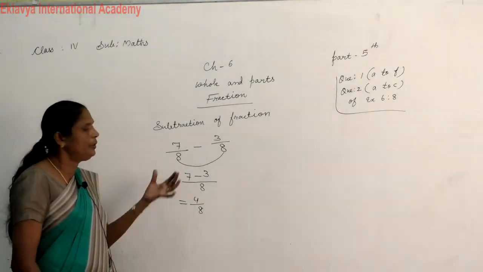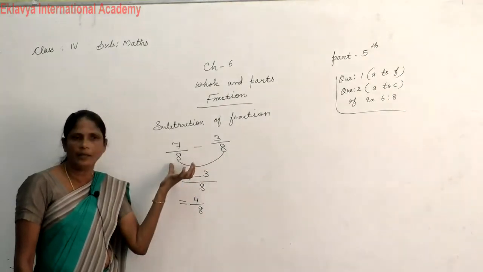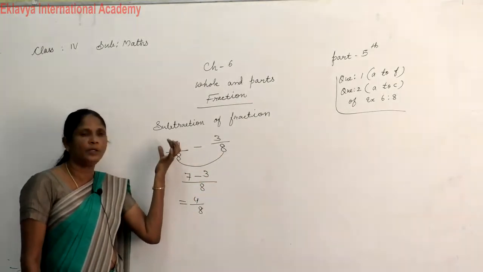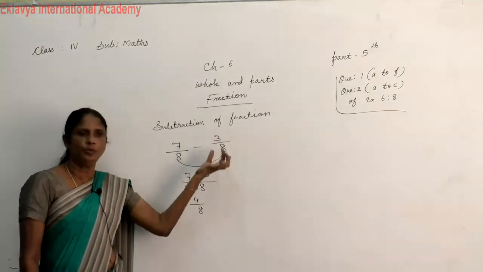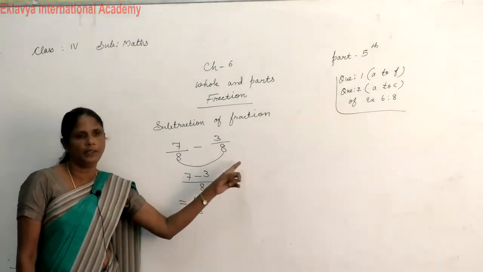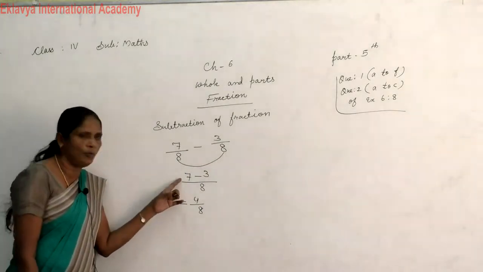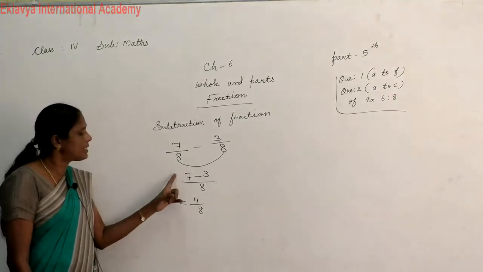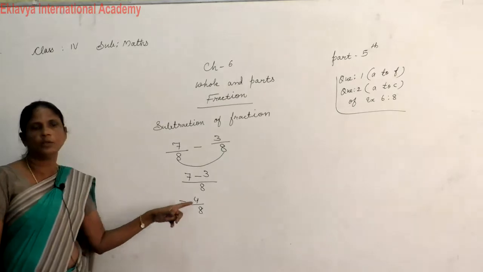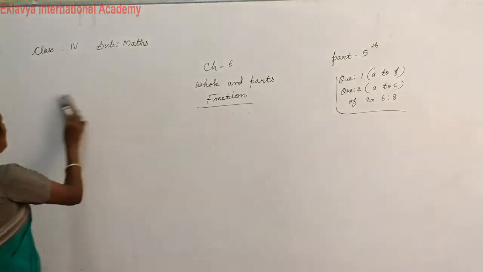Understand? You don't subtract denominator and denominator. Only we subtract numerator and numerator. Therefore, we write 7 minus 3 upon 8 is equal to 4 by 8. Now, another example, look here.